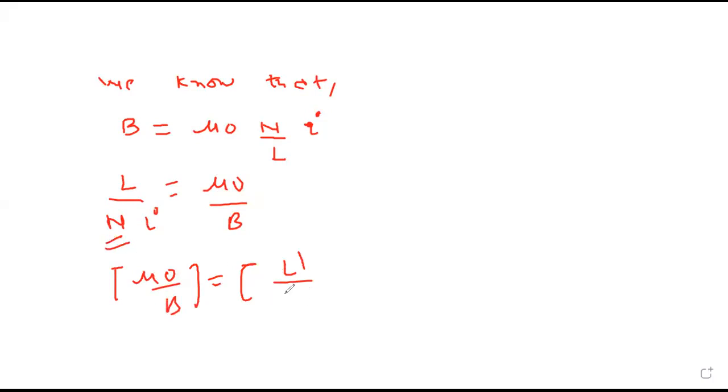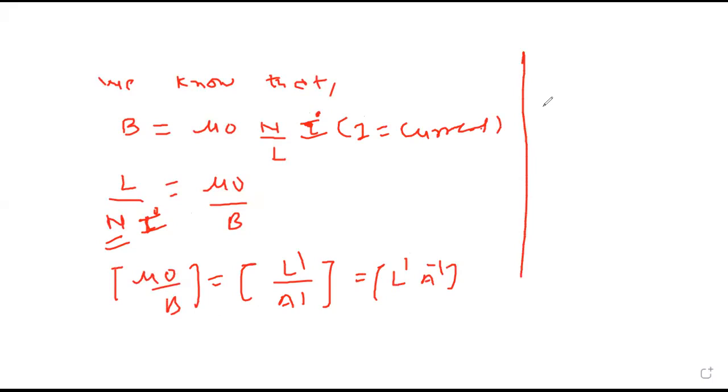Number of turns has got no dimension. Current I, this is current. Current is A1. So we get L1 A minus 1. Now, therefore, mu naught I upon MB dimension will be L1 A minus 1.